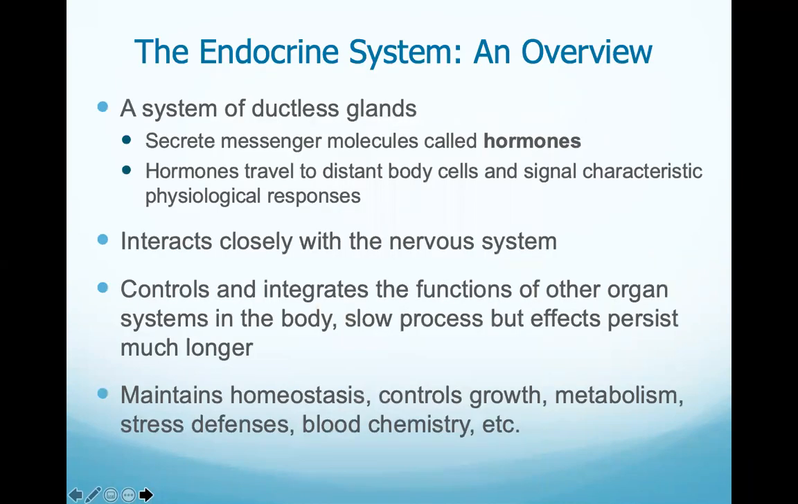So to give you an overview of the endocrine system, this is a system that produces hormones, but does not use ducts to transfer them from one location to another. Rather, you use your circulatory system to transfer these hormones from one place to another. Hormones do travel throughout the body, and they are going to basically cause some sort of change within your system.